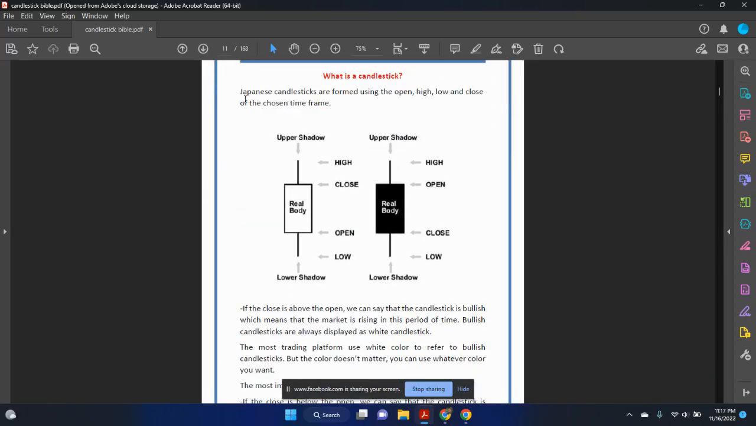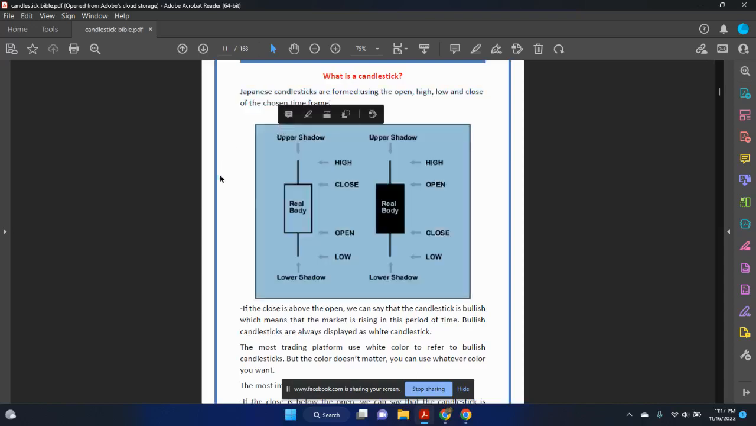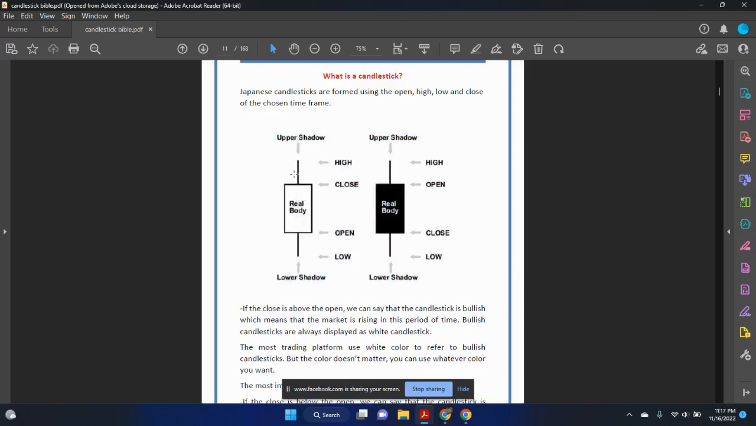Alright, so what is a candlestick? Japanese candlesticks are formed using the open, high, low, and close of chosen time frames. So here is a great example. Upper shadow, high, close, open, low, lower shadow. Lower shadows, which are these little wicks, these little skinny things, are shadows. They're not the actual move. Well, the market did move, but that's not the true move of the market. This real body is what we want to take a look at.